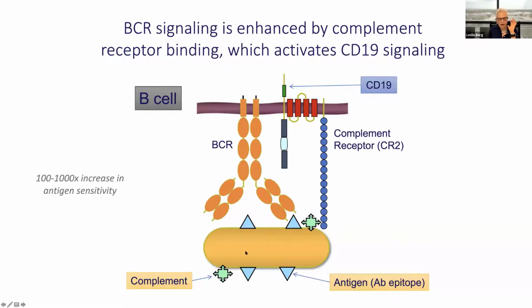So when there's only small numbers of bacteria around, maybe they're not enough to stimulate or activate a particular B cell. But if the complement receptor also is engaged, now this B cell will get activated by, again, orders of magnitude lower concentrations of antigen. And so it's a way to dramatically enhance the sensitivity of the B cell response by this dual engagement of both the B cell receptor and the co-stimulatory receptor.